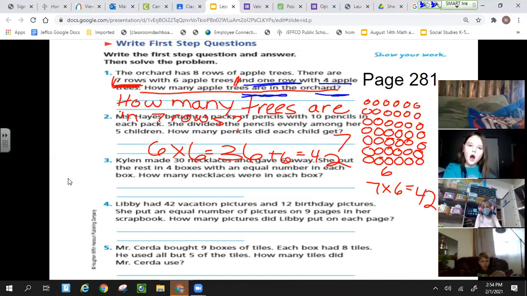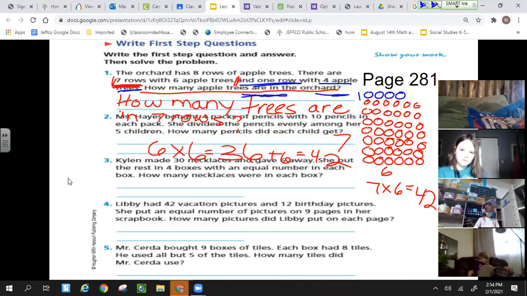Yay. 1 row with 4 apple trees. So let's draw that. There's my 7 rows with 6. 1, 2, 3, 4. There's my 1 row with 4. How am I going to figure out, Robert, how many apple trees we have in all?